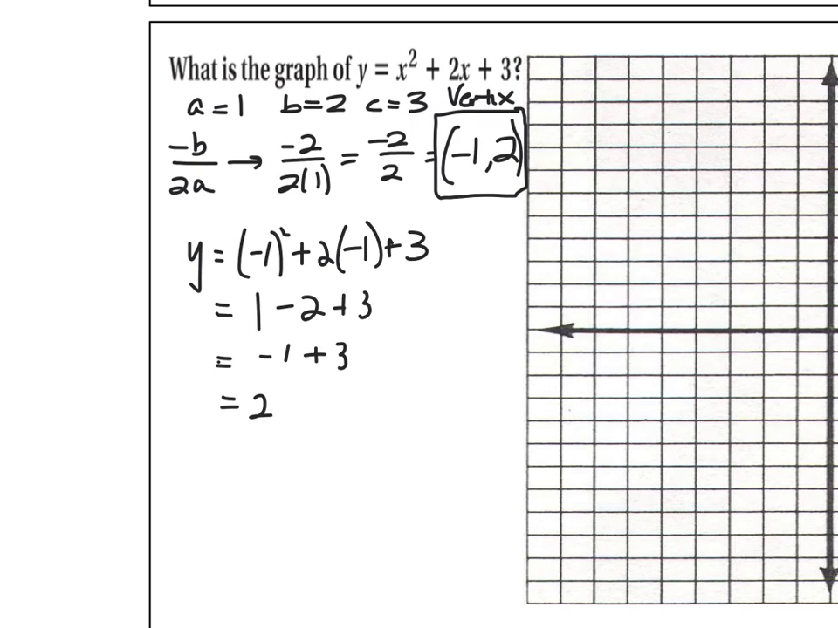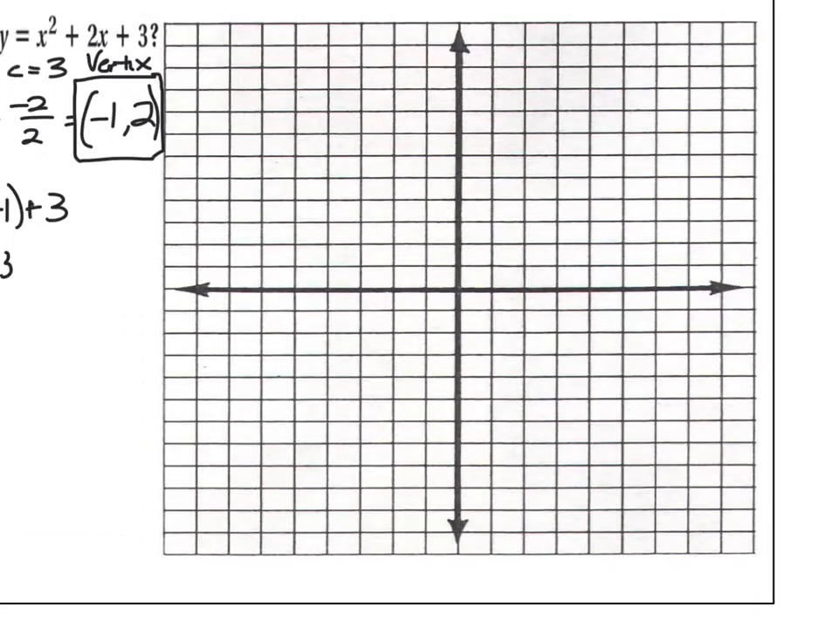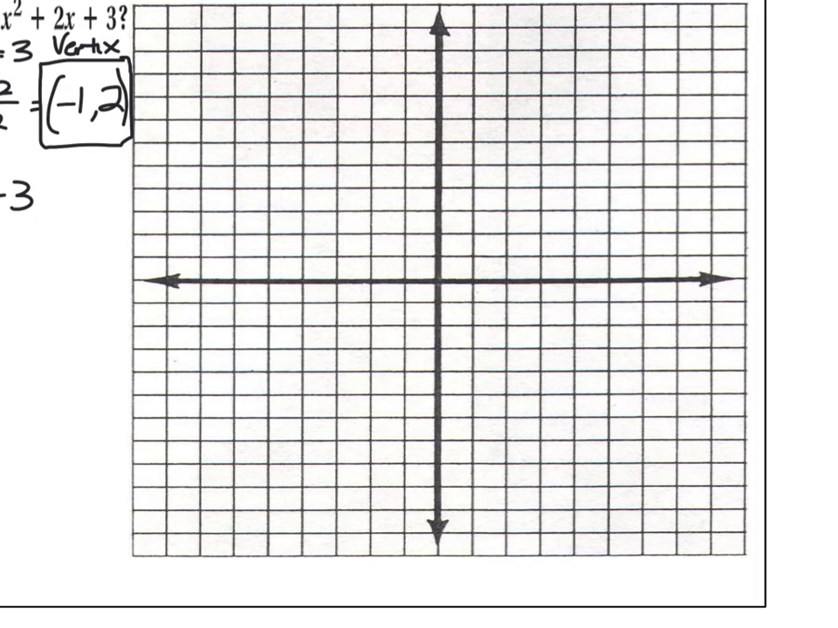Negative 1 and positive 2. Okay? All right, so negative 1, positive 2 is my vertex. Let's go and graph that point. So let's graph this thing now. Negative 1, positive 2 tells me I'm going to go left 1, and I'm going to go up 2, put a dot, just like so.